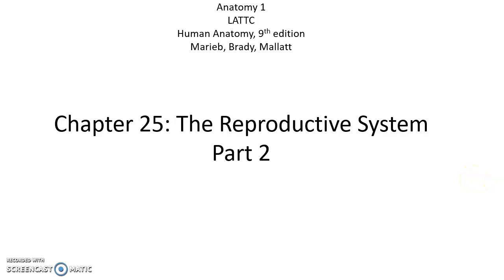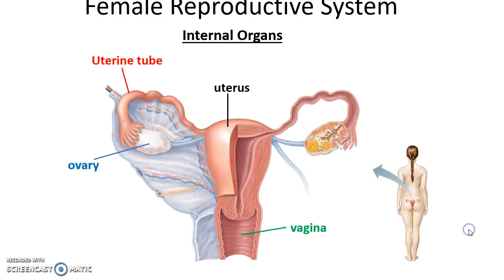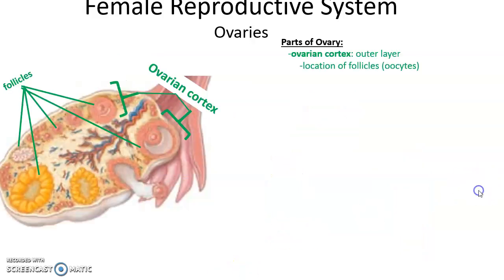Chapter 25, the reproductive system, part 2. So we are going into the female reproductive system. The internal organs include the ovaries, right and left ovaries, the uterine tubes that are near the ovaries, and then we'll carry the oocyte to the uterus, and then of course the vagina.